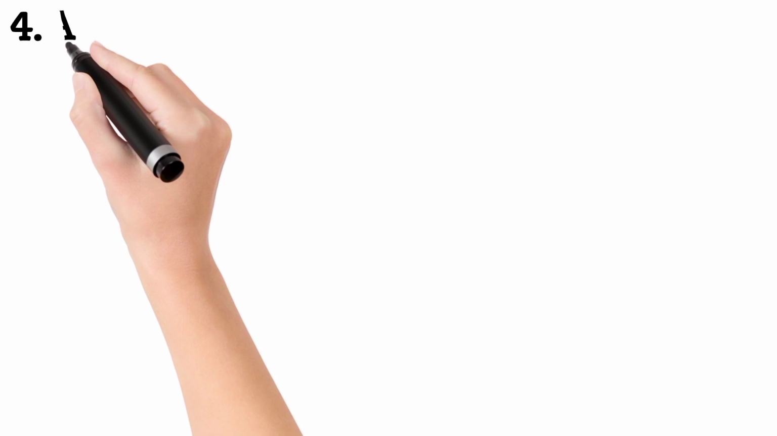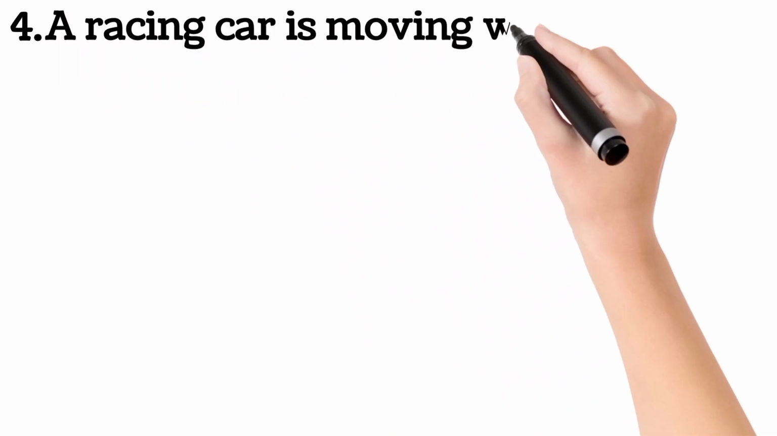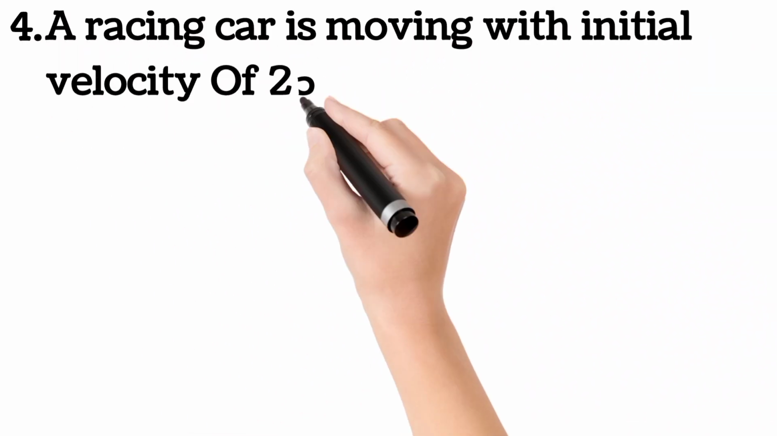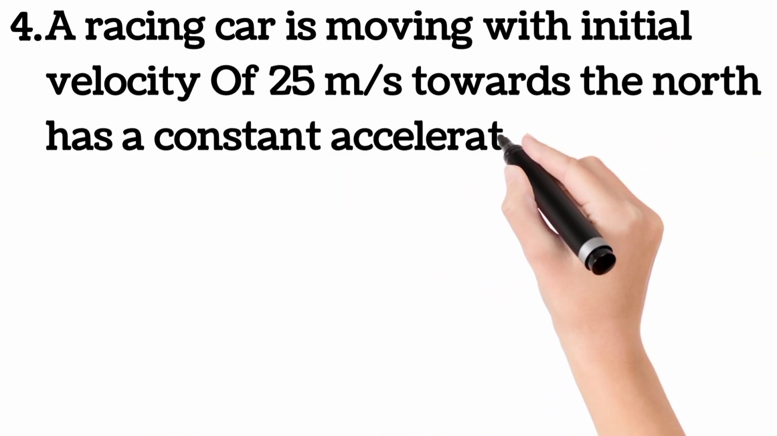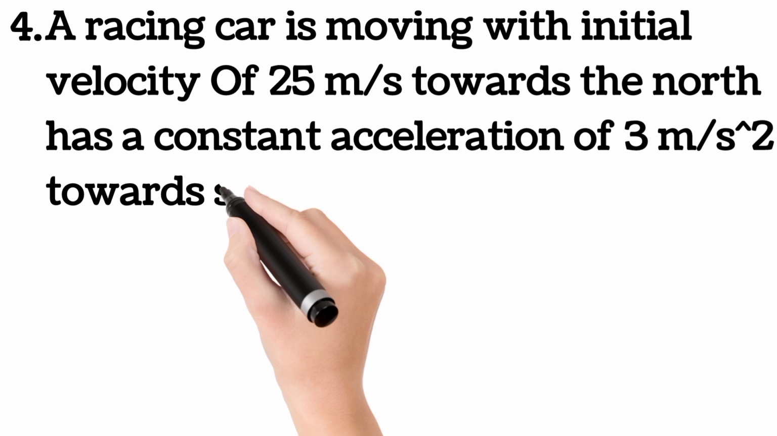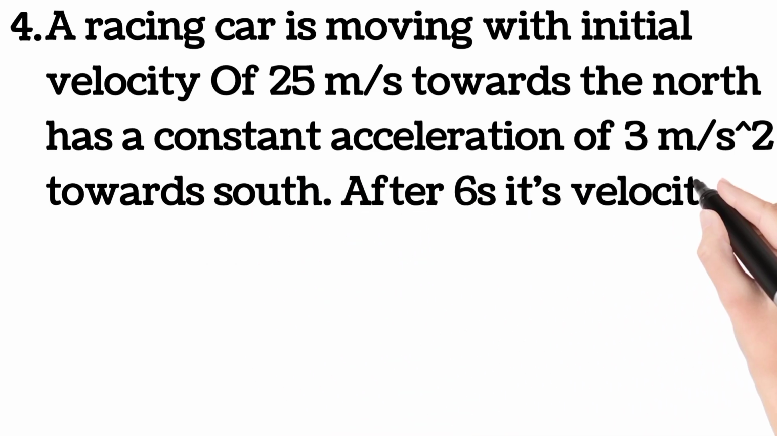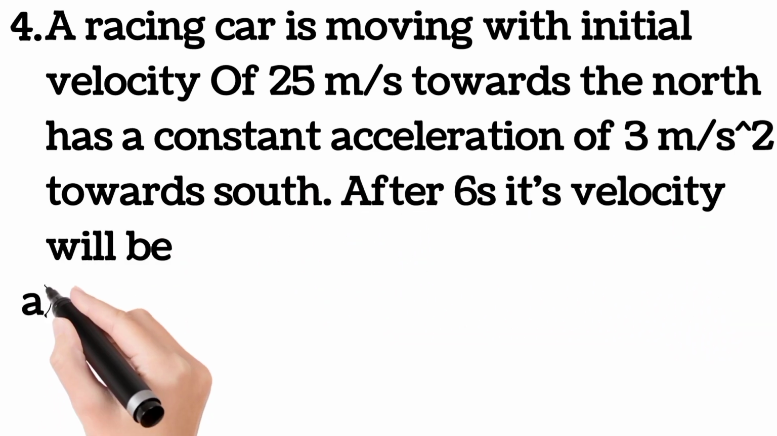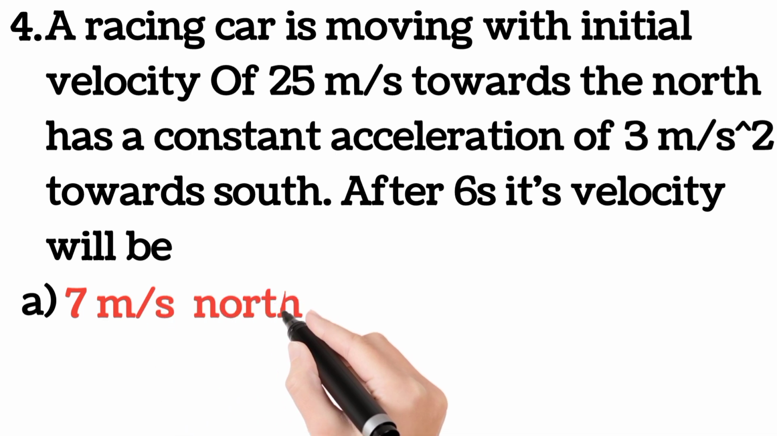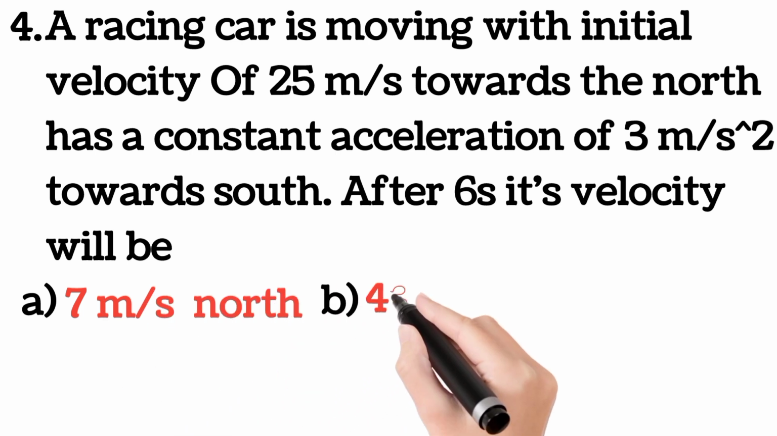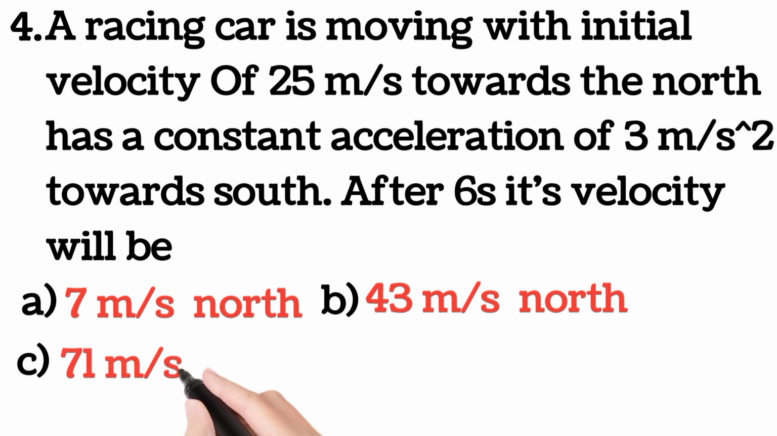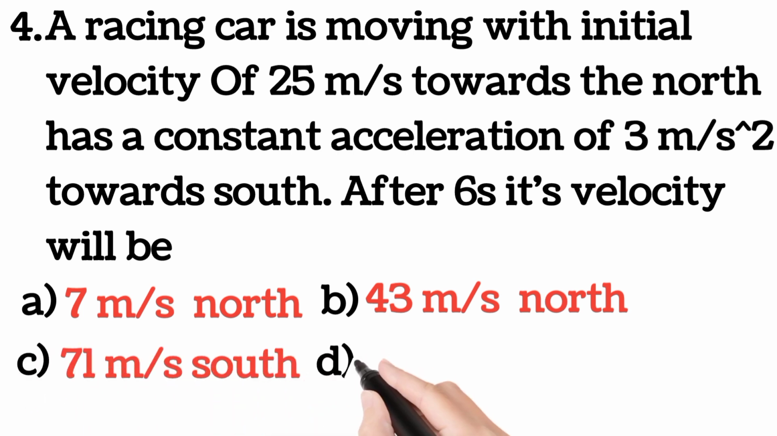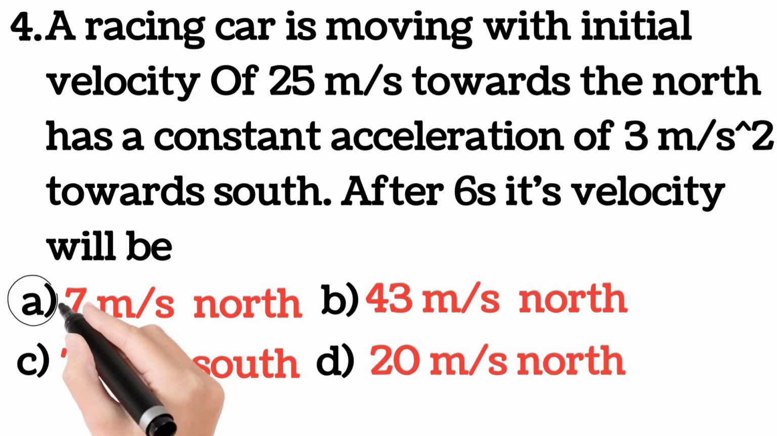Fourth MCQ: a racing car is moving with an initial velocity of 25 meter per second towards the north, and has a constant acceleration of 3 meter per second square towards the south. After 6 seconds its velocity will be: A option is 7 meter per second towards north, B option is 43 meter per second towards north, C option is 71 meter per second towards south, D option is 20 meter per second towards north. A option is correct.